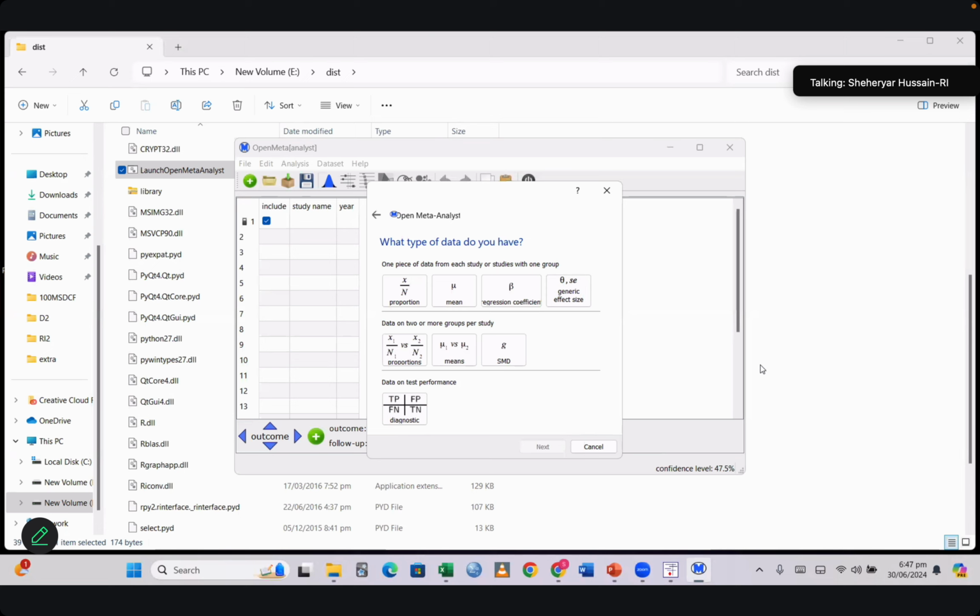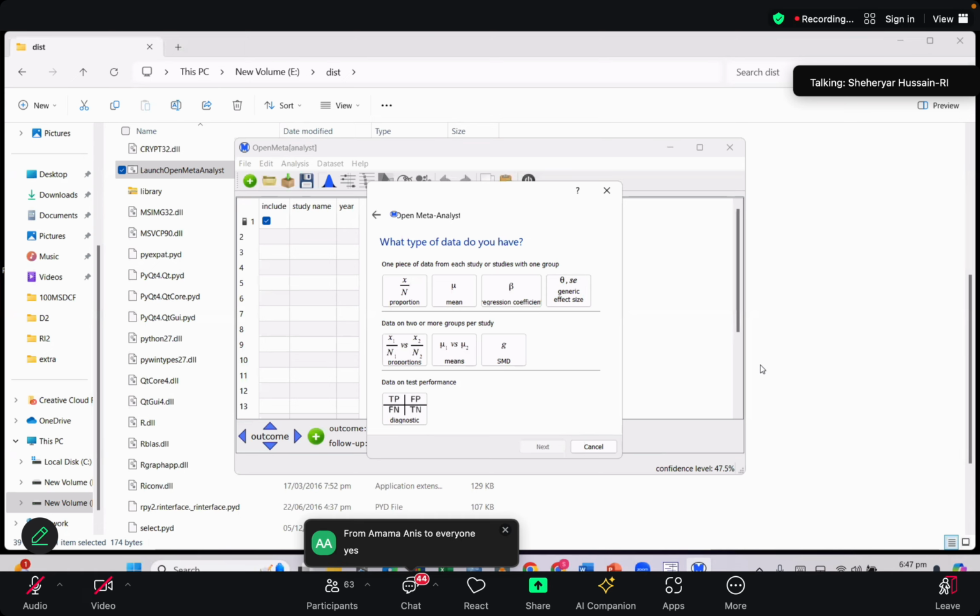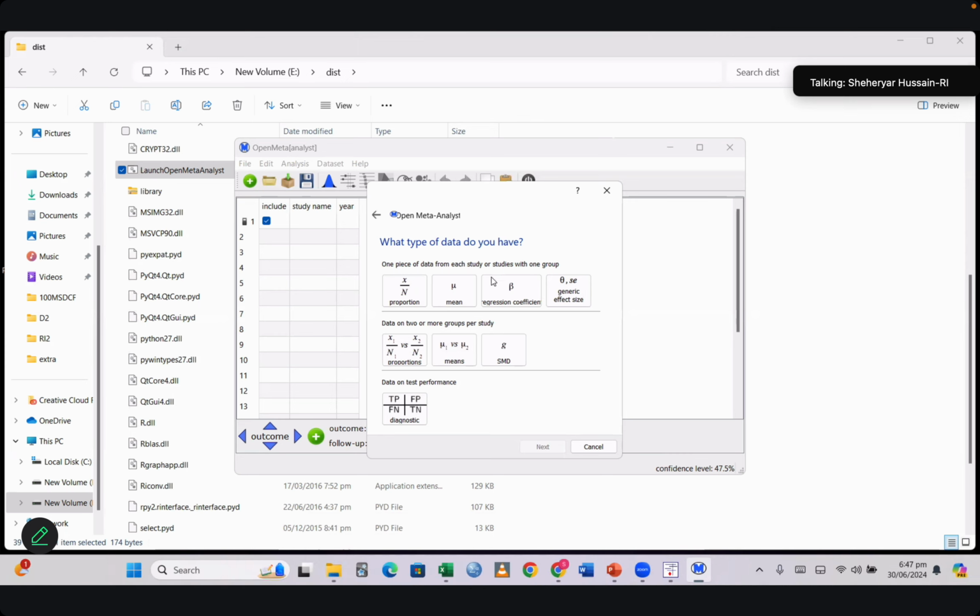Are you guys getting this point? When should I conduct a single arm meta-analysis? I'm going to demonstrate on some imaginary data regarding thyroid surgery and the bleeding risk for different trials. The included articles will have no comparator group. For that, I'm going to select one piece of data from each study, or studies within one group. So you guys tell me which one should I use?